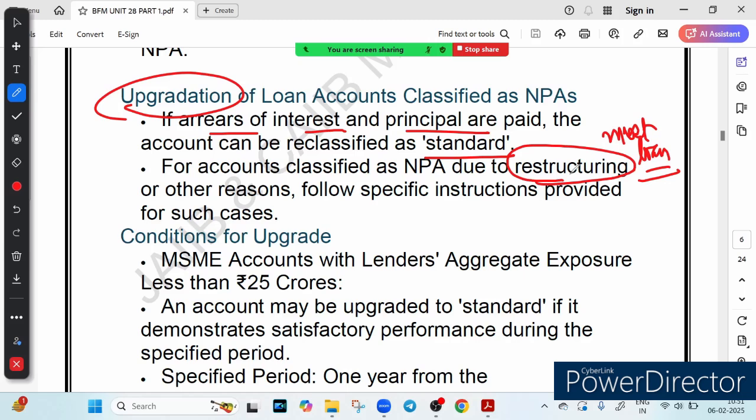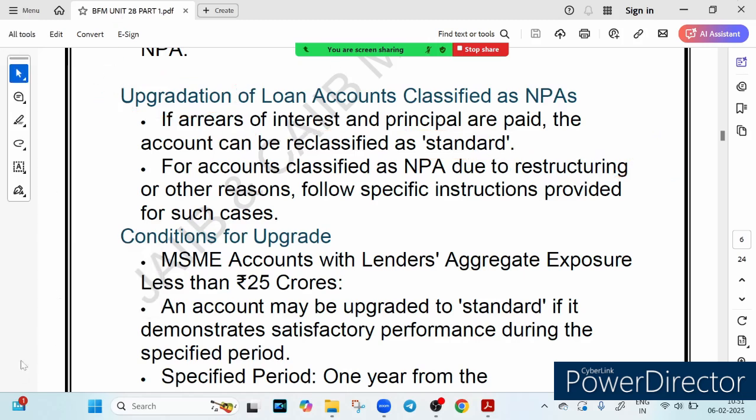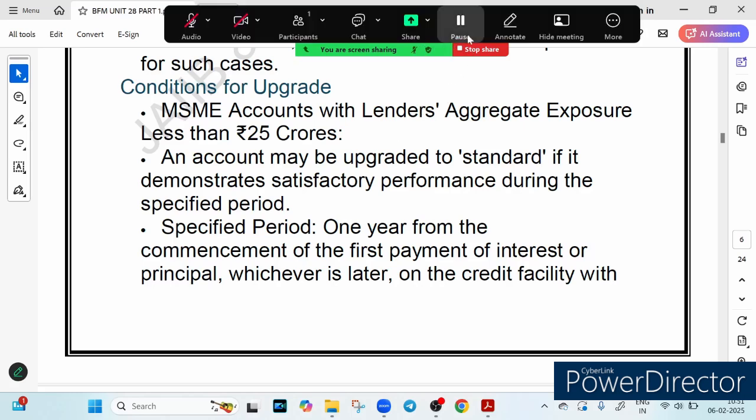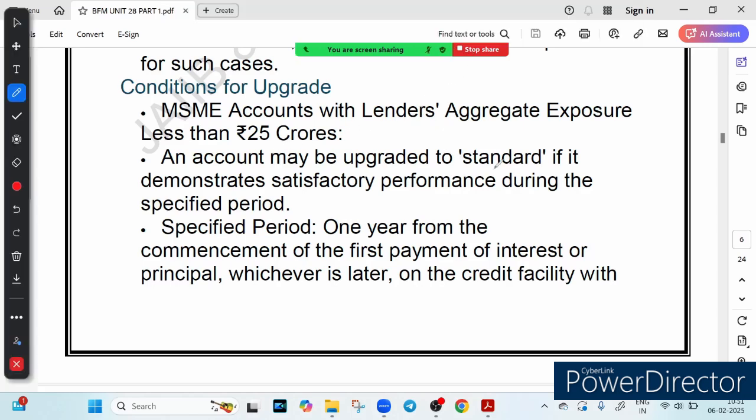Now let's talk about the upgradation rules for MSME loans. So if we have an MSME loan, what are the rules for upgradation? Let's discuss it now. You know, for an MSME borrower, the upgradation process has an additional condition that the loan can only be upgraded after a specified period. Here you can see the loan can be upgraded after a specified period. What is the specified period? It is 1 year from the first payment of either interest or principal, 1 year from the commencement of first payment of interest or principal.